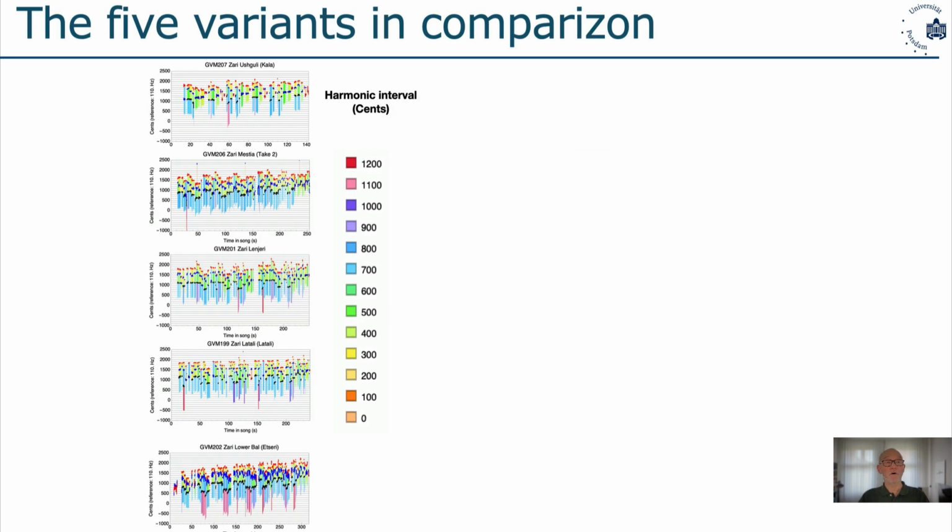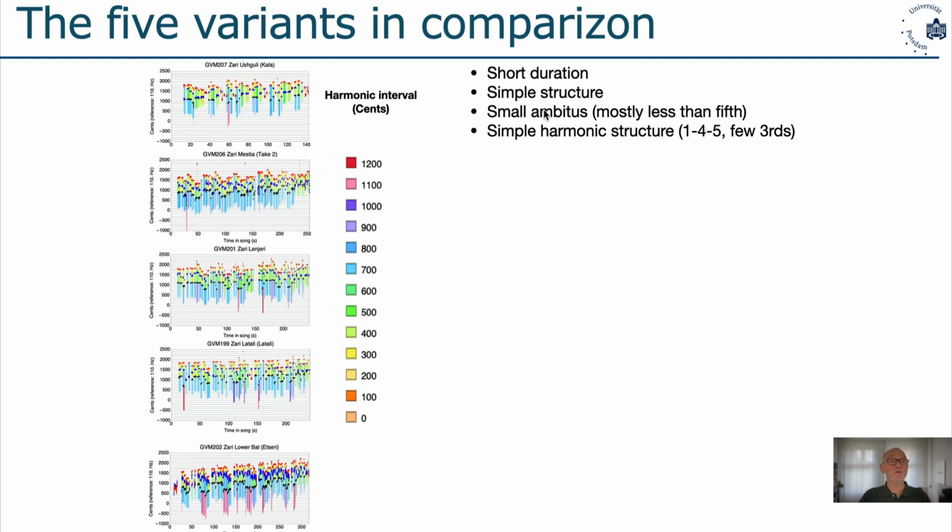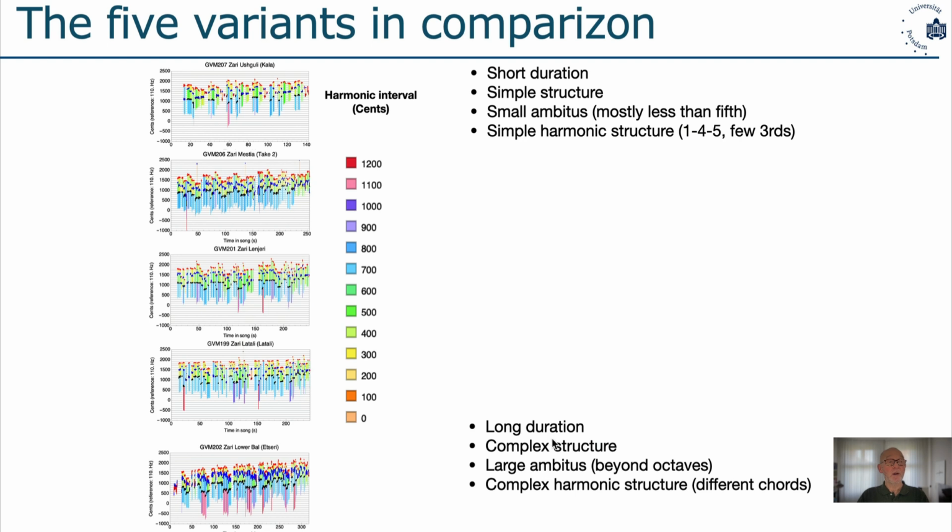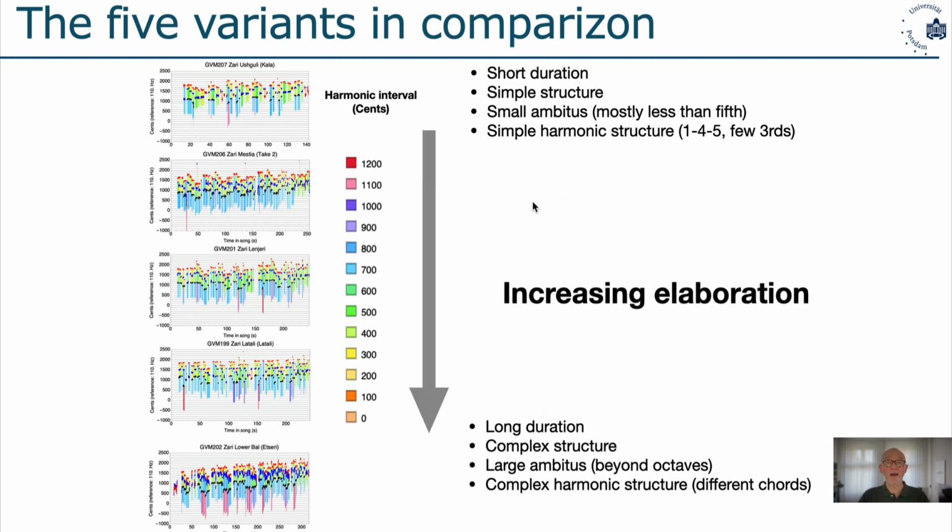All 11 recordings belong to 5 different variants of Zär, and these are shown here in such a way that at the top we have short durations, small ambitus and fairly simple structures, which then changes to longer durations, larger ambitus and more complex structures at the bottom. In other words, from top to bottom, the harmonygrams are aligned according to increasing elaboration of the acoustical structure.